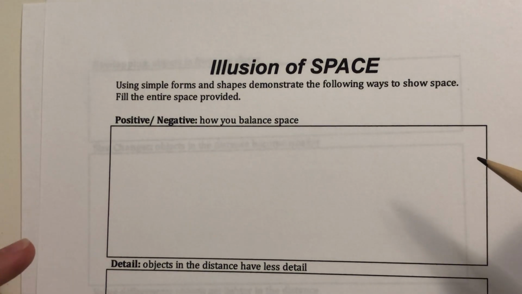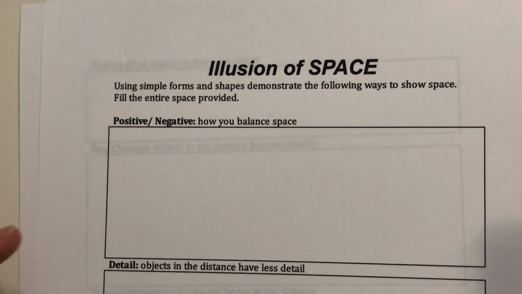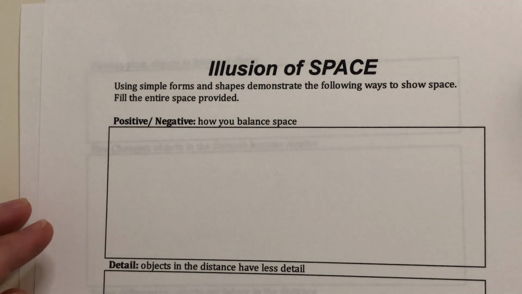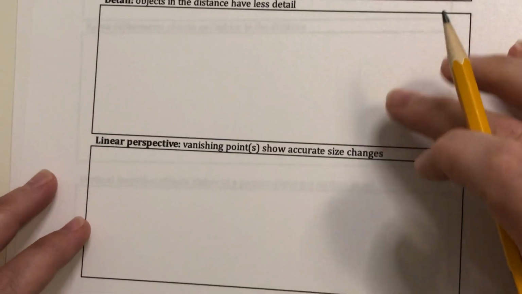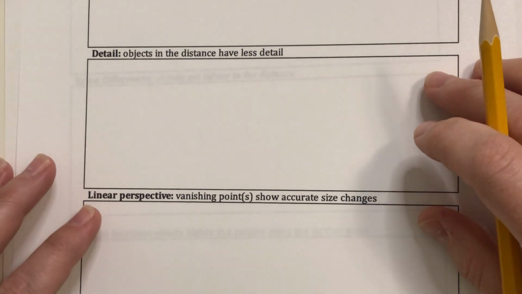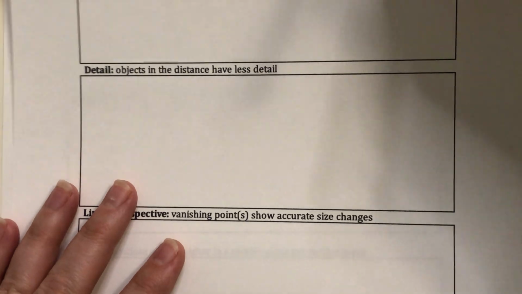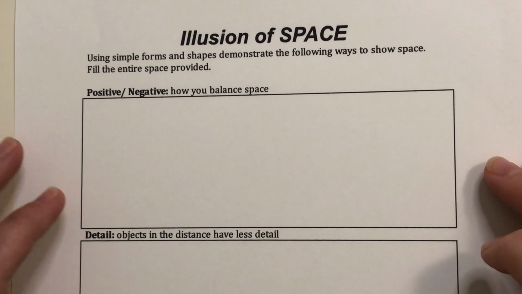Hello, we are going to go over how to complete the Illusions of Space worksheet. Each one of these boxes is a different type of how to show space in your artwork. So the first one is positive, negative space.